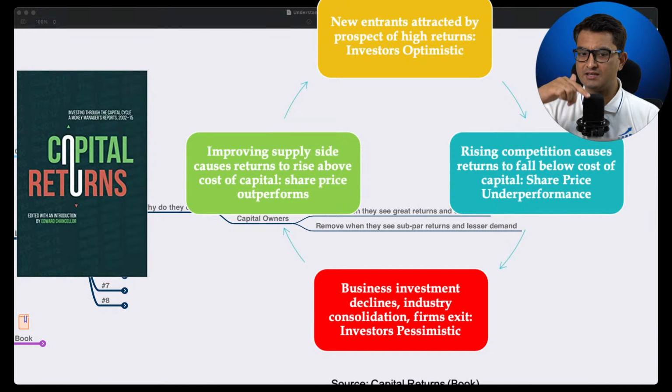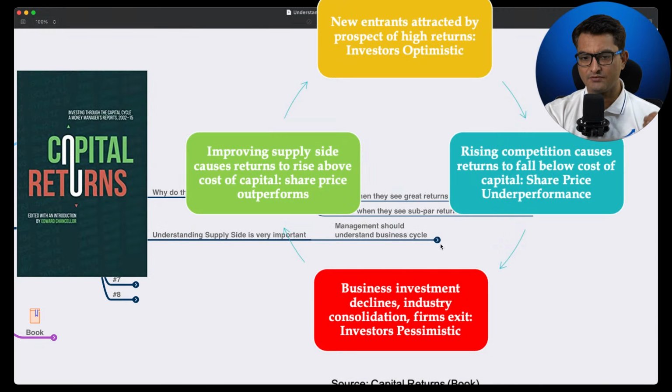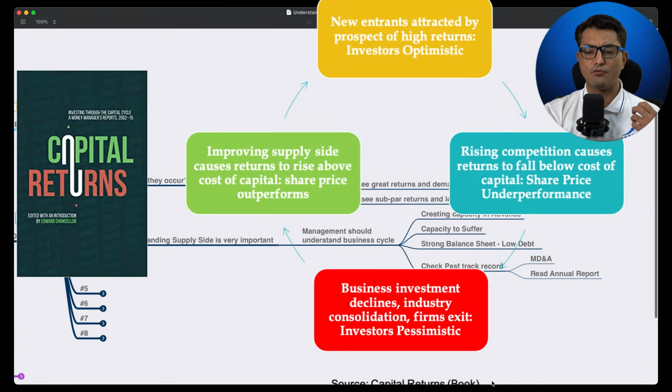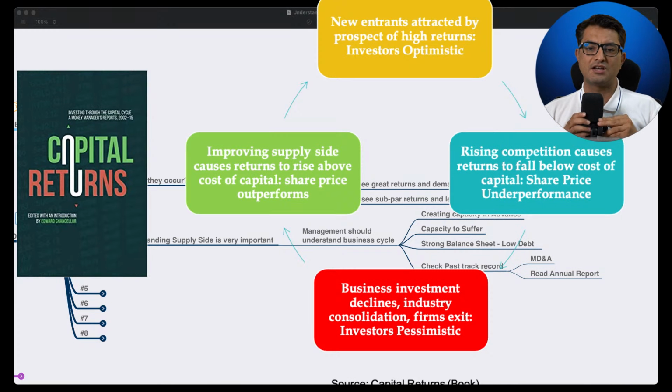And that's where I was saying that if you are able to find a management who is able to understand this entire cycle, okay, the supply side of things, then they can make a lot of money out of this cycle. Okay. So if somebody is putting in capacity in the worst of times and they have a strong balance sheet, they can take advantage when the improvement happens on the supply side. And the returns then rise above the cost of capital, and then they'll make a lot of money. If you are investing in those kinds of companies at that point of time, you will also make a lot of money. And this entire cycle continues, right?